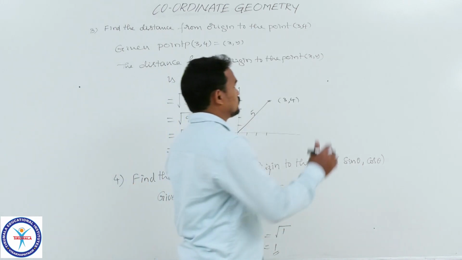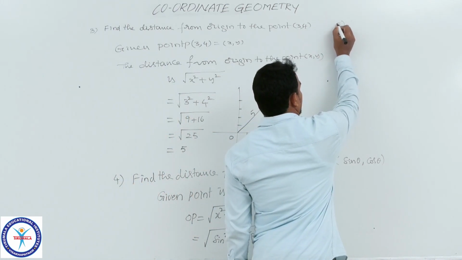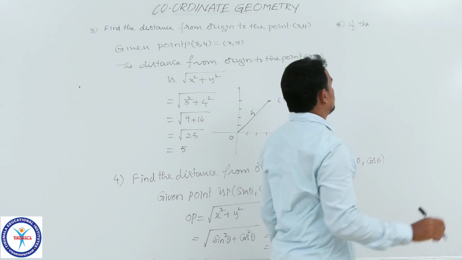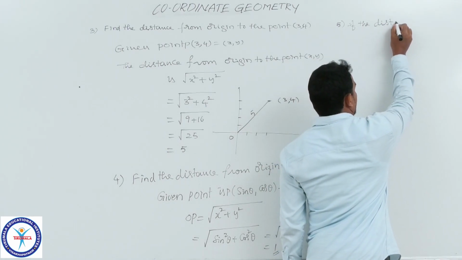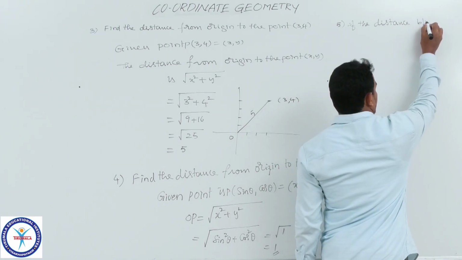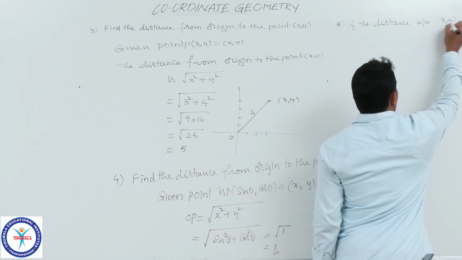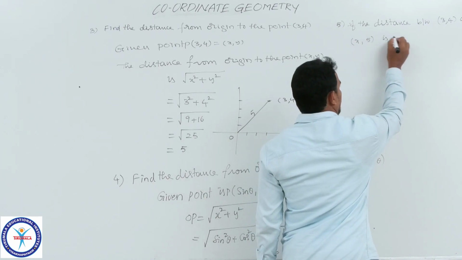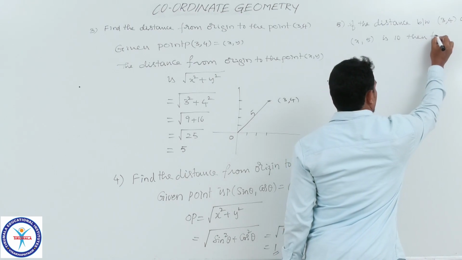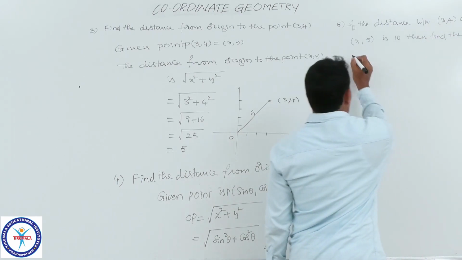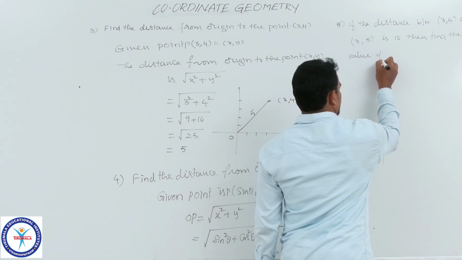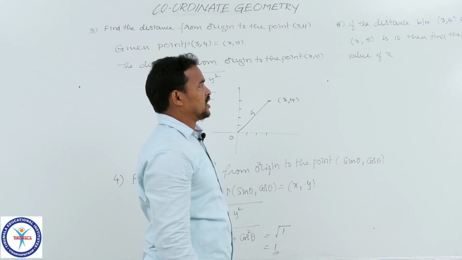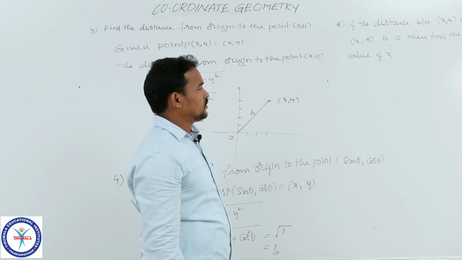Next one more example. Here see, if the distance between 3, 4 and x, 5 is 10, then find the value of x. Here the distance from the point 3, 4 to x, 5 is 10 given. Then how to find the value of x?